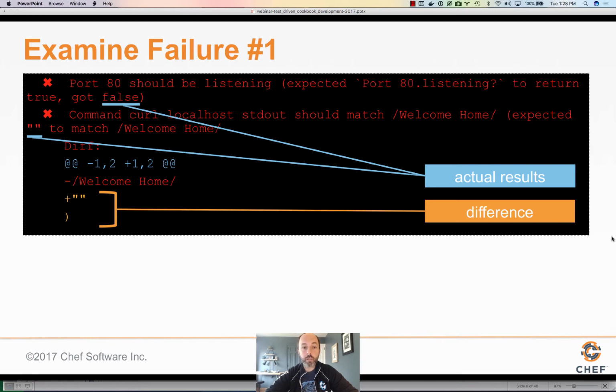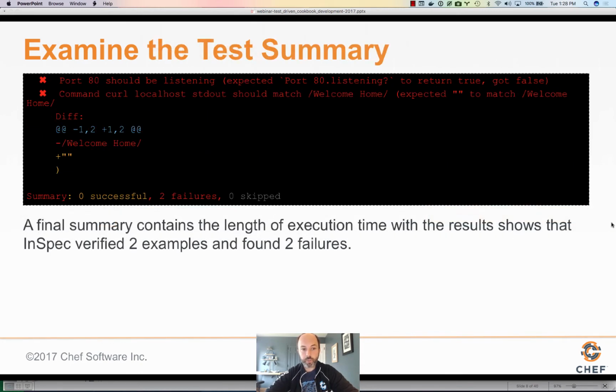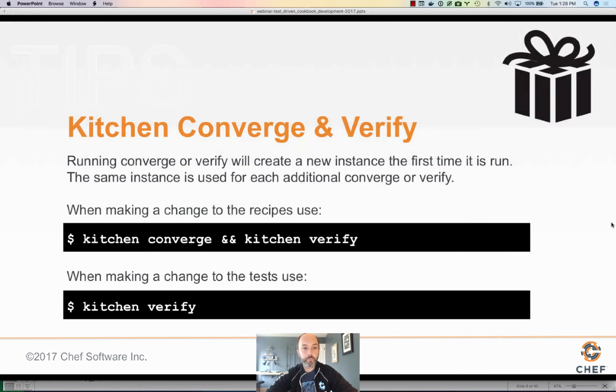And we expected the command curl, when we curl localhost, the standard out should say welcome home, but in fact it is not, right? So nothing is coming back. So it's telling us that our application is not set up correctly. And now, of course, we would actually develop it. So this is definitely a good way of seeing it. So you're going to see at the end here a summary. And in that summary, we're going to see what was successful and how many failures and what was skipped. So in our case, we have 2 failures, 0 success, and of course, none were skipped.